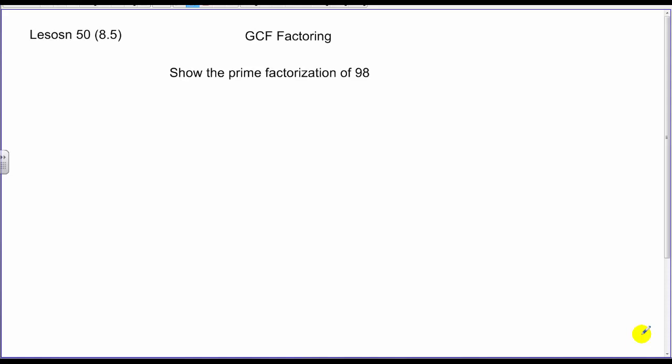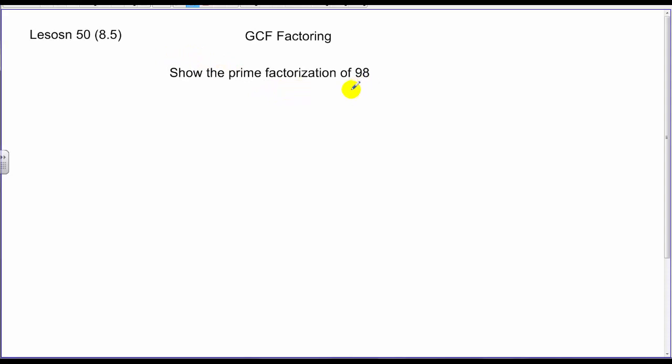Today we're going to jump into the world of factoring, and factoring is, for the most part, the undoing or the opposite of the distributive property. We're going to start by doing some factoring that we did back in 6th grade, and that's prime factorization.